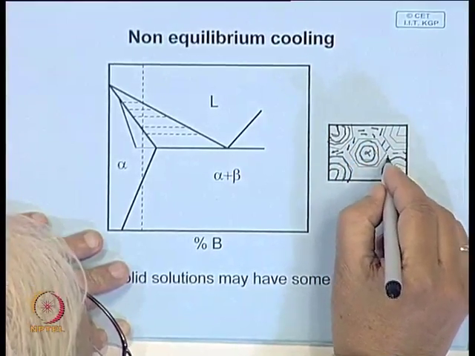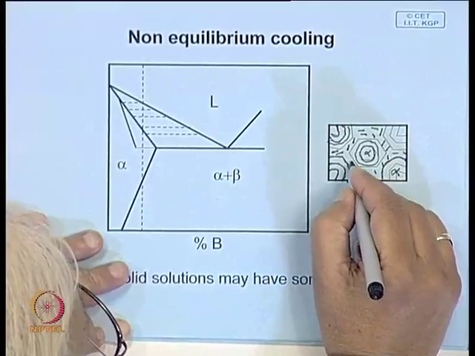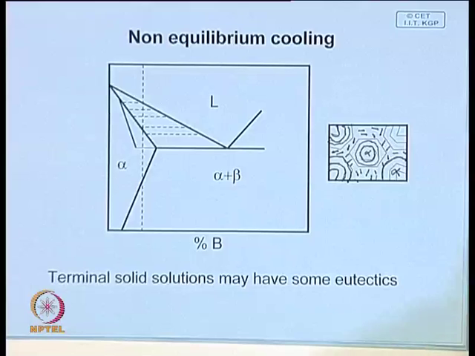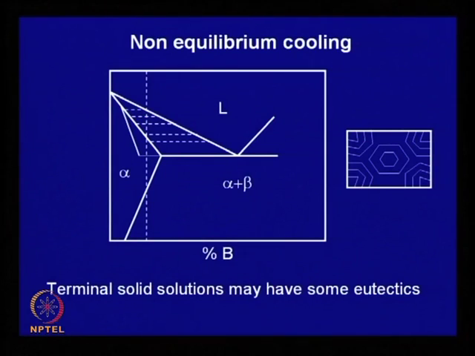So, the effect of non-equilibrium cooling in this case is that you can get eutectic even in terminal solid solution compositions, where under equilibrium cooling you do not expect any eutectic. This is one important departure which is expected if the alloy is not cooled at a very slow rate.